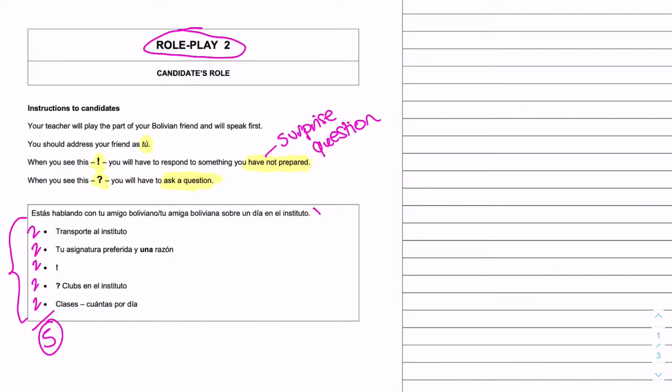The context is this little bit of blurb where I've got the star there. So it says, Estás hablando con tu amigo boliviano, tu amiga boliviana sobre un día en el instituto. So you're talking to your Bolivian friend about a day in school.